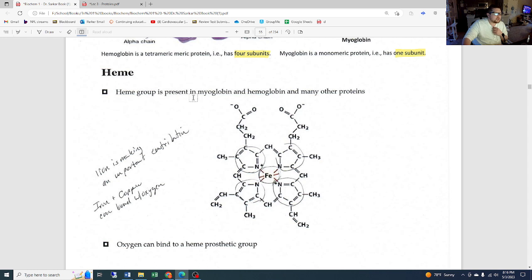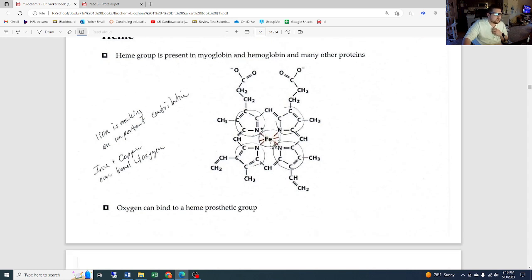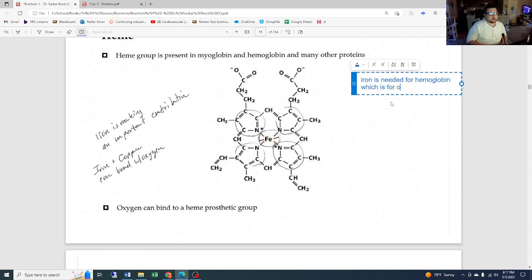So the heme group is present in myoglobin and hemoglobin and many other proteins. In heme, you're going to see the Fe, which is iron. That's why when you say you need iron for your blood, you can check your blood and you're low on iron. Iron is needed for hemoglobin and myoglobin, which is for oxygen transport.